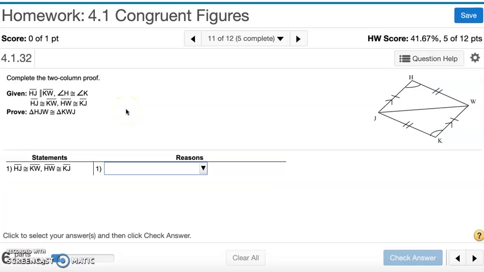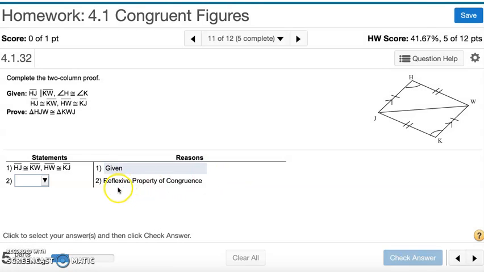Number 11, complete the 2-column proof. So our given is that HJ is parallel to KW, angle H is congruent to angle K, HJ is congruent to KW, and HW is congruent to KJ. So statement 1 is actually in our given, so that's our first reason, because it's given.